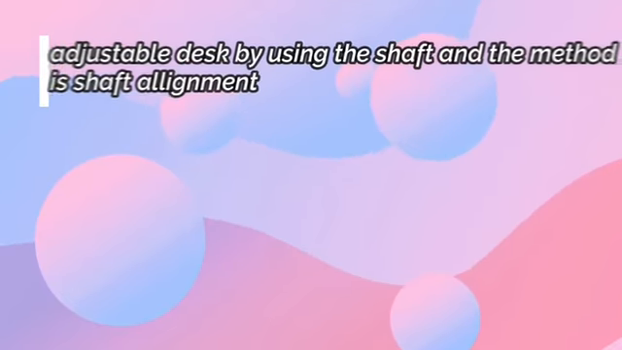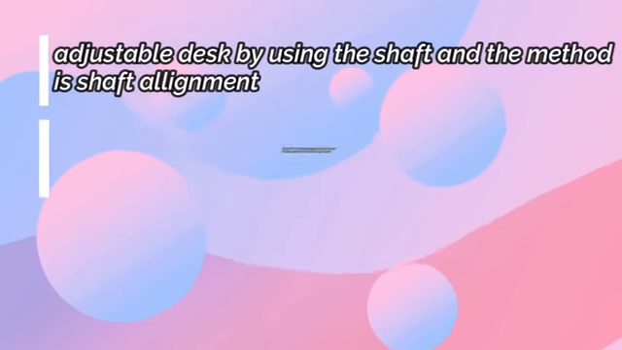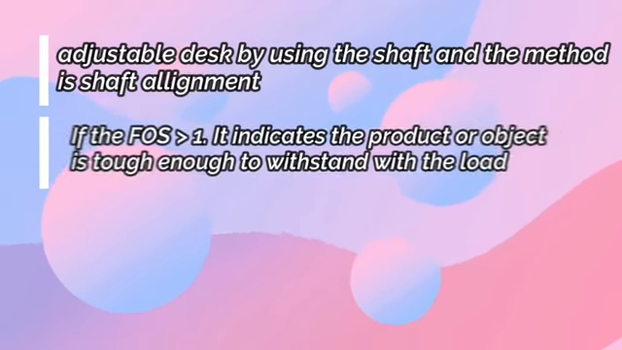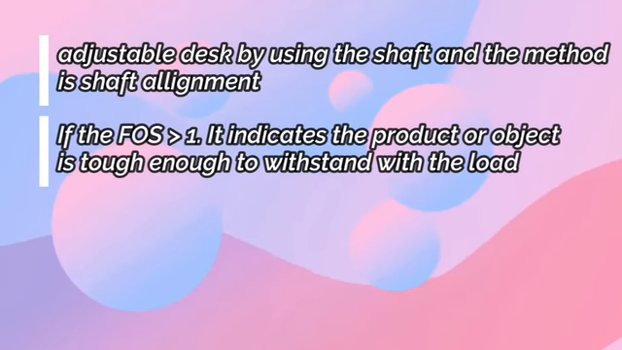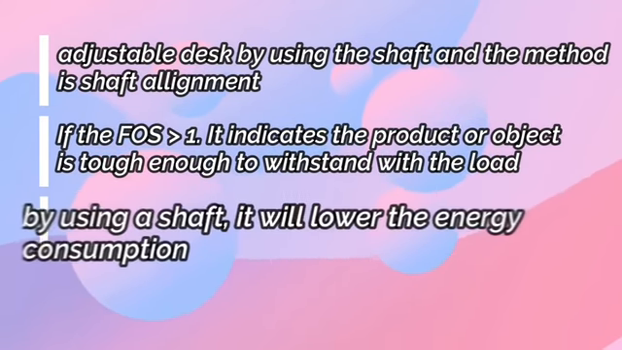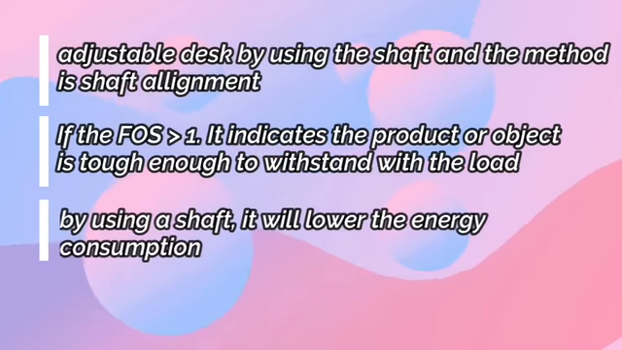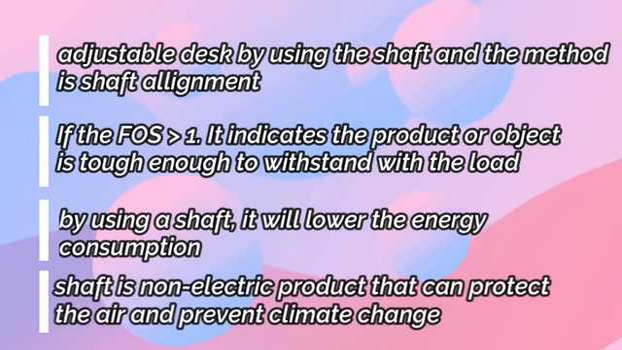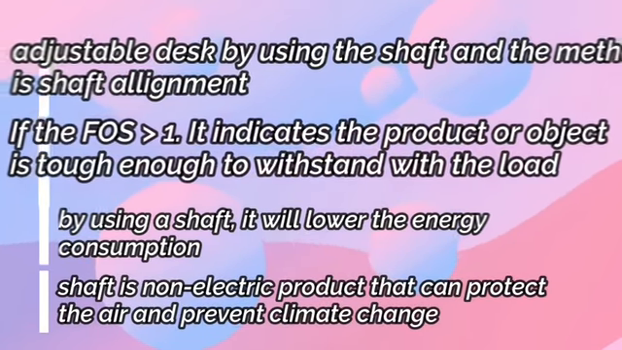For the discussion, our project is an adjustable table by using the shaft, and the method is shaft analysis. Secondly, if the FOS is more than 1, it indicates the product or the object is tough enough to withstand the load. Thirdly, by using a shaft, it will lower the energy consumption. Then, the shaft is a non-elastic product that can protect the air and prevent climate change.